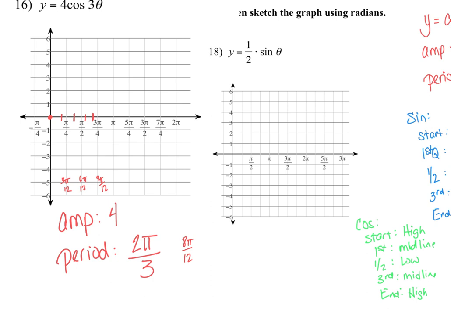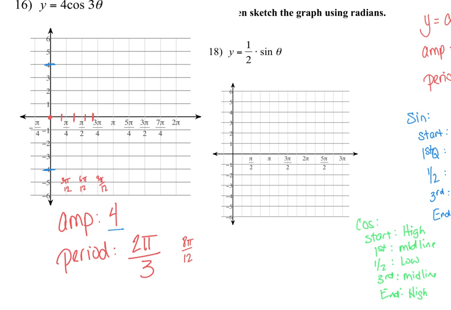Now I'm ready to mark my highest and my lowest. Well, my amplitude tells me that. Amplitude is 4. So my highest value here is going to be 4. My lowest value is going to be -4. All right, does everybody see that? Amplitude tells you how far away from middle you get. So I marked my highest and I marked my lowest. Now I'm ready to plot those 4 quarters.